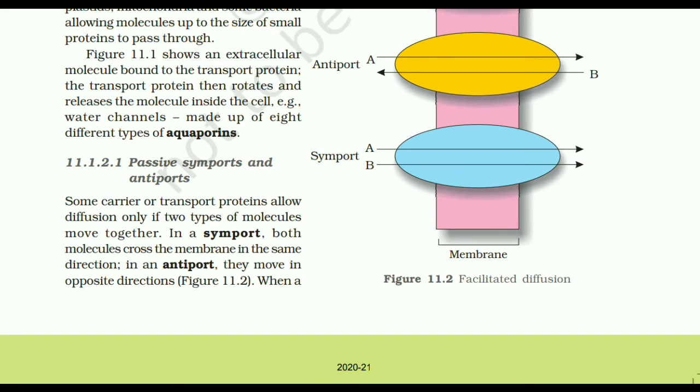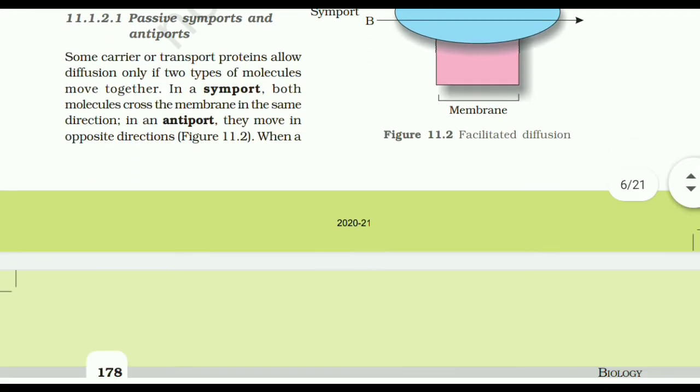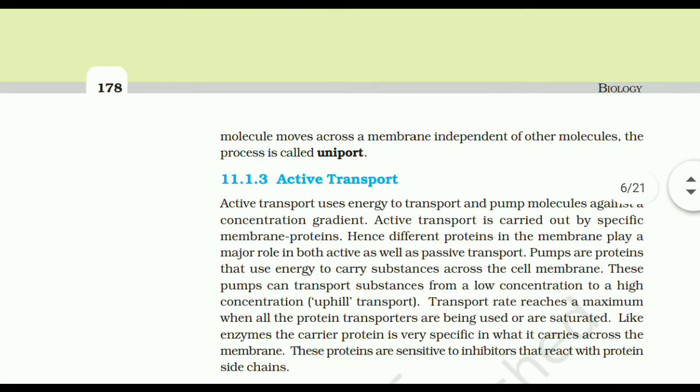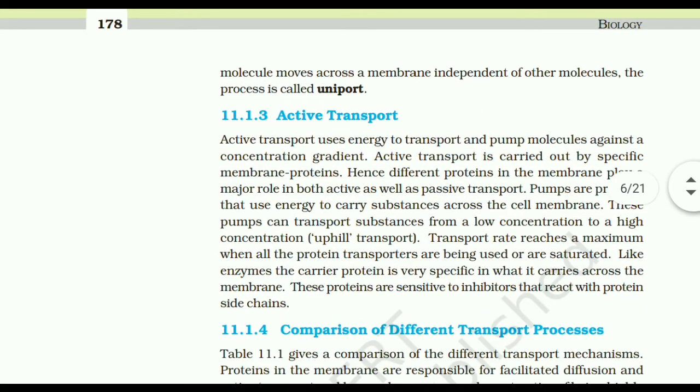11.1.2.1 Passive symports and antiports. Some carrier or transport proteins allow diffusion only if two types of molecule move together. In a symport, both molecules cross the membrane in the same direction. In an antiport, they move in opposite directions. When a molecule moves across a membrane independent of the other molecules, that process is called uniport.